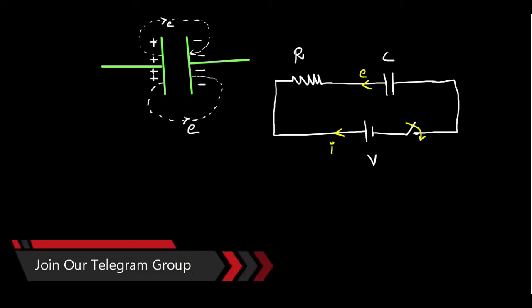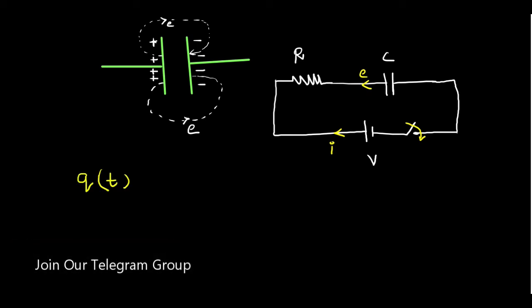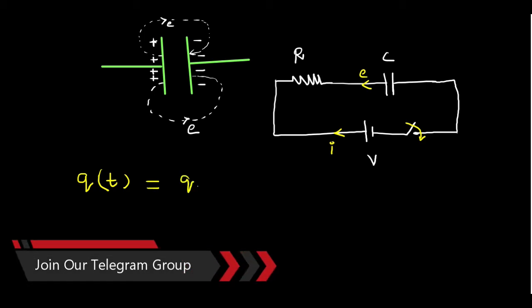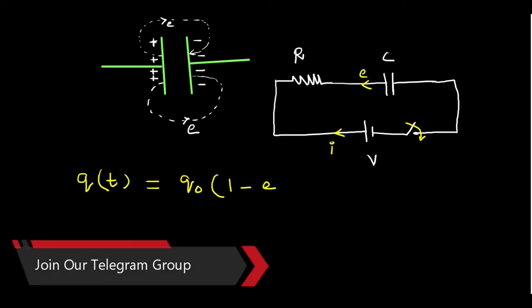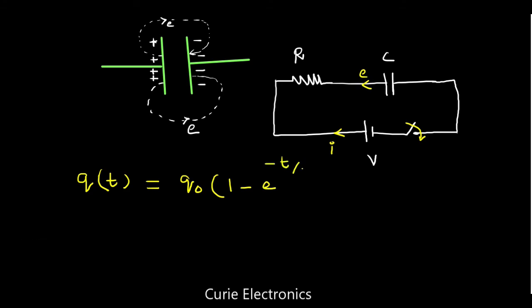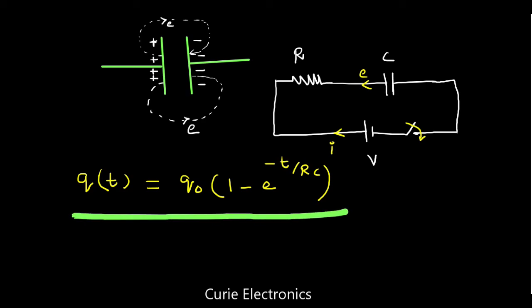And this charging of the capacitor is governed by an equation: Q of t equals Q naught, where Q naught is the maximum charge the capacitor can hold, times (1 minus e to the power minus t upon RC). This is the equation, and you should know it. So this is our circuit.